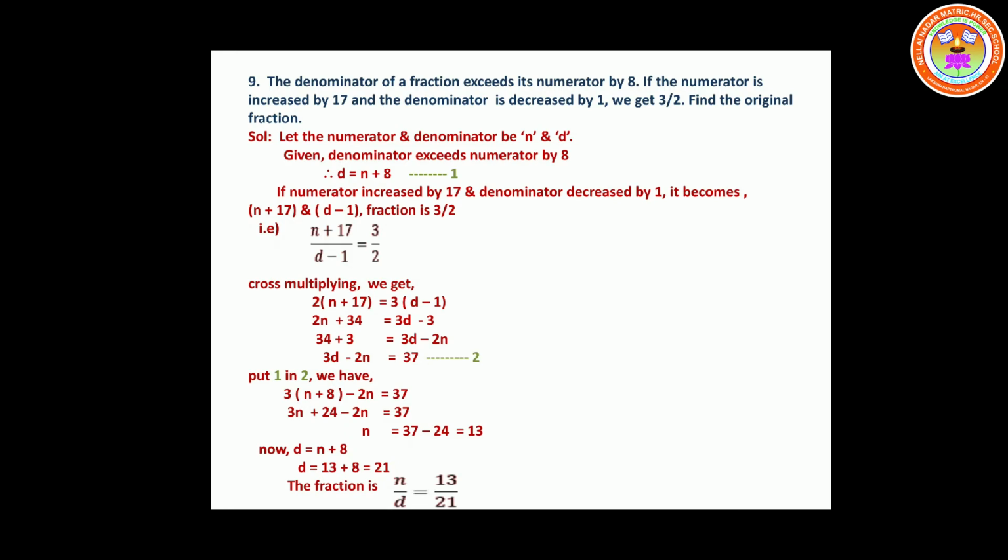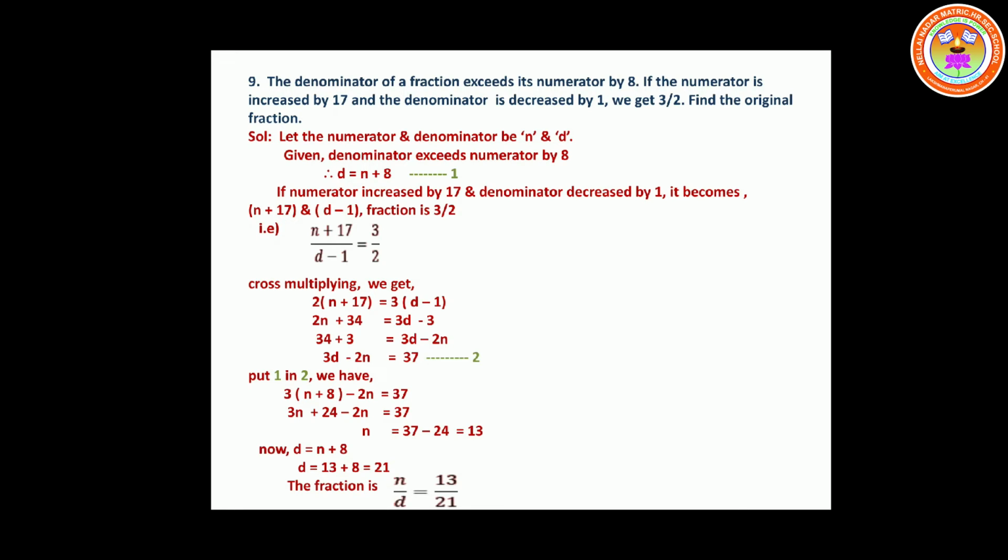Second equation, if the numerator is increased by 17, so n plus 17, and denominator is decreased by 1, d minus 1, we get 3 by 2. That is what I have written, n plus 17 divided by d minus 1, that is equal to 3 by 2. So now I have an equation, I have to cross multiply this.